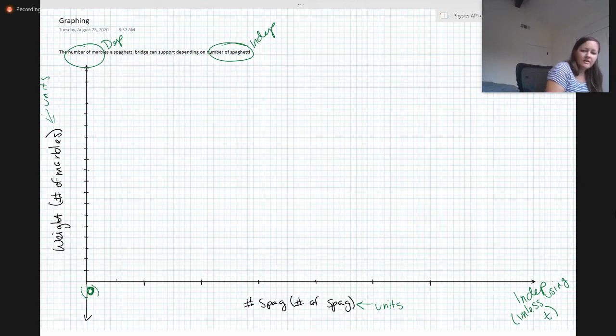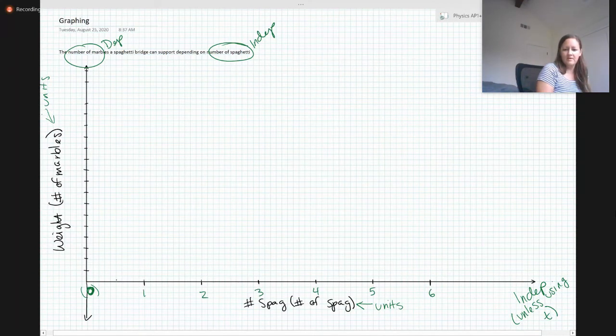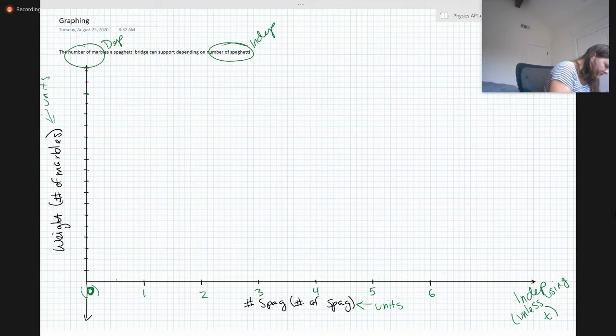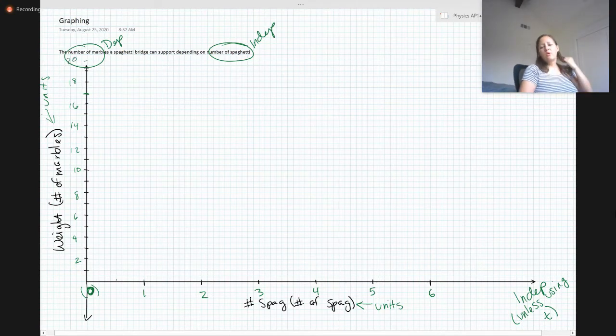And then on this x-axis, we're going to have 1, 2, 3, 4, 5, 6 spaghetti in my trial. If you had 8, obviously you would include all 8. Over here, we're going to have, let's see, 2, 4, 6, 8, 10, 14, 16, 18, and then actually I think I go up to 20, so I'll need to go up to 20. Notice I use the whole page.